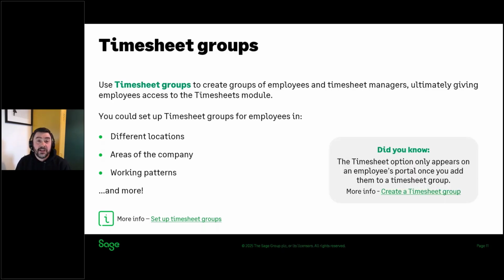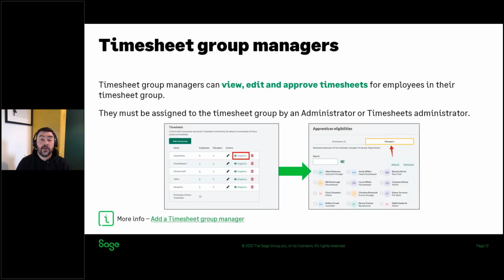And it's the timesheet group that will determine whether or not an employee has access to timesheets. If they're not allocated to a timesheet group, they wouldn't be able to complete timesheets. The group manager is also assigned to the group, so they are then responsible for approving the hours, and they should be able to view and edit the hours as well for the employees within that group, but they must be assigned to the group by either an administrator or a timesheet administrator.